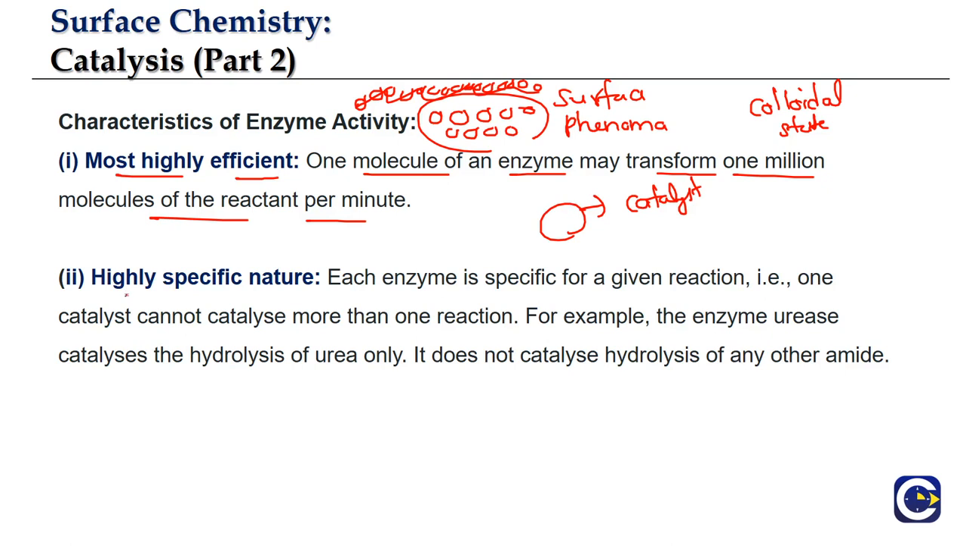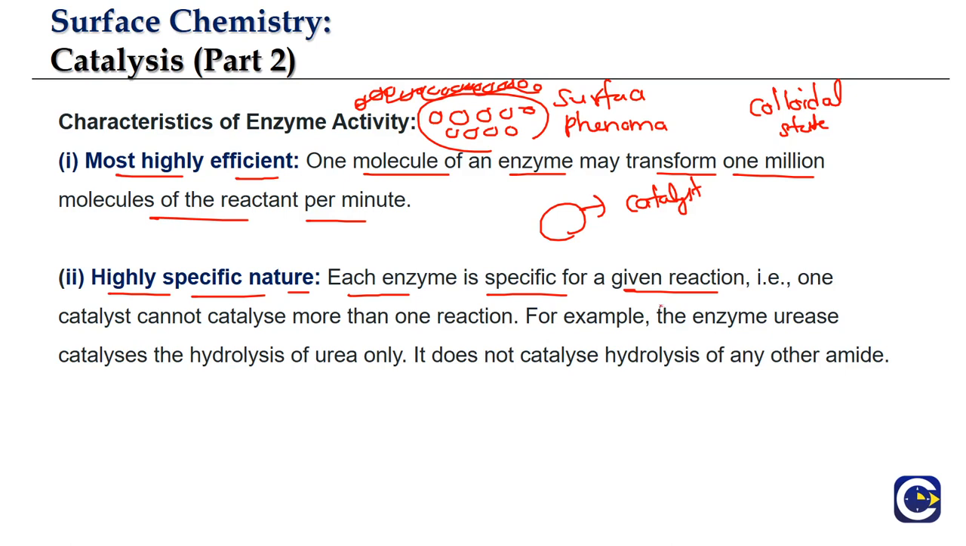And the other important differentiator is that this is highly specific in nature. While catalytic activity in general is specific because there is a chemical adsorption between the reactant molecules and the surface of the catalyst, when it comes to enzyme activity, it is even more specific. It is very specific. Each enzyme is very specific for a given reaction.